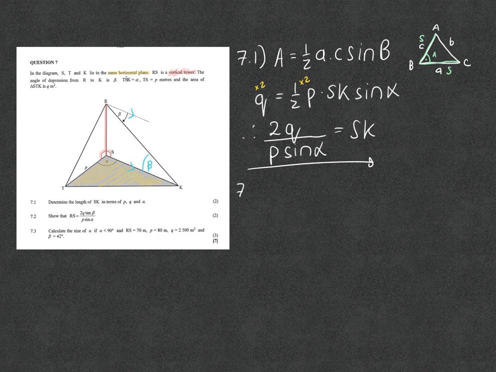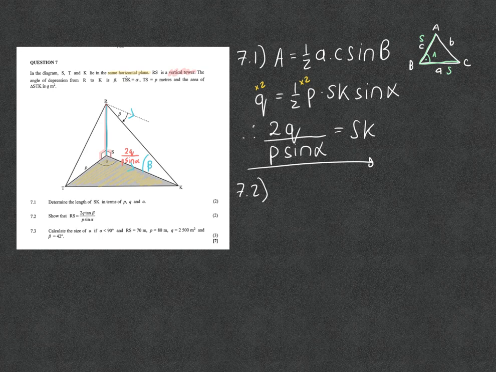Okay, 7.1 finished. 7.2, show that RS is equal to 2Q tan beta all over P sine alpha. So what we are going to do now, we're looking for RS. Now, remember guys, the trig rules are designed for non-right-angled triangles. When we are dealing with a right-angled triangle, we are going to use our normal SOHCAHTOA, because that's a lot easier than using the rules. So let's see. We've got SK now. Let's put it in here: 2Q over P sine of alpha.